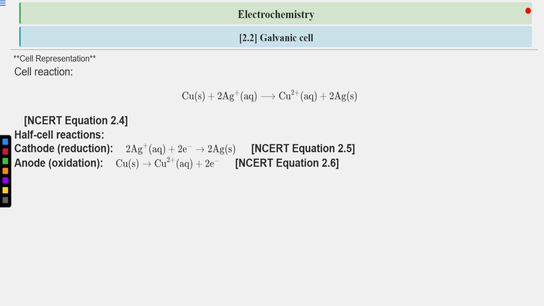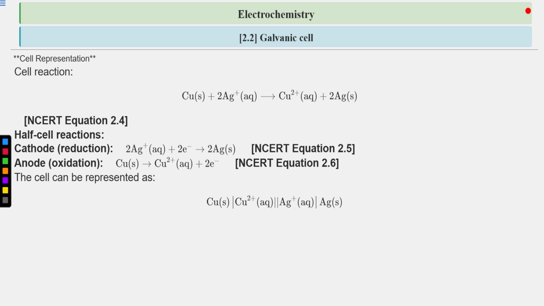Now, if you talk about the anode half reaction, on which the oxidation process is going on, copper is converting to copper 2 plus, and it is also releasing 2 electrons. That means the oxidation is happening at the anode electrode, and copper is converting from 0 to +2, and also releasing 2 electrons, right? So this is our NCERT equation 2.6.